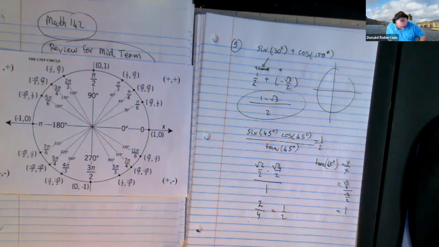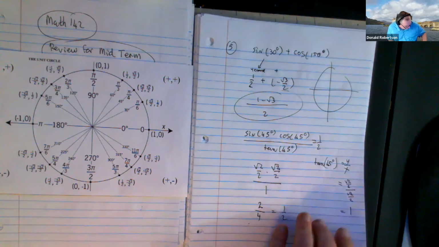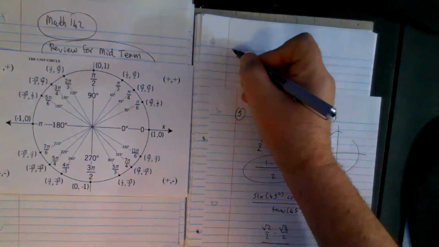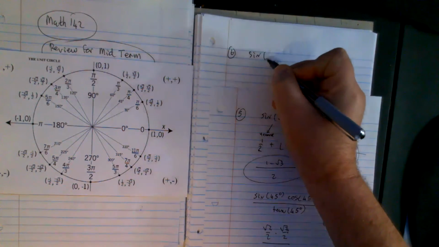Okay, what was question 6? Is it the same kind of question? Yeah, it's the same kind of question. It's the sine of 30 plus the cosine of 120. Okay, and let's keep going.